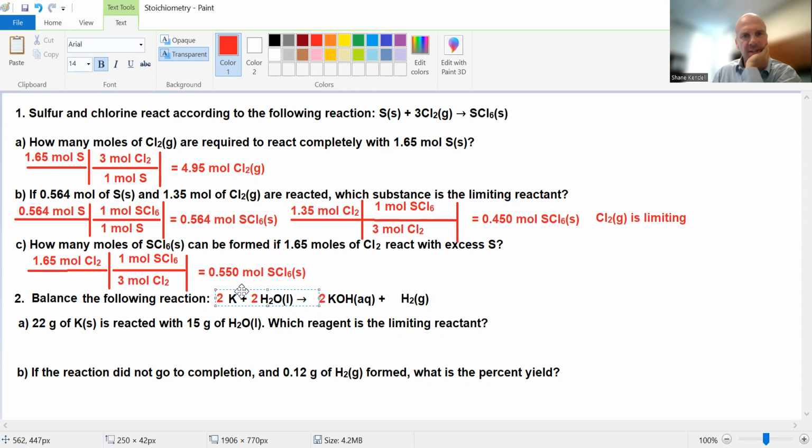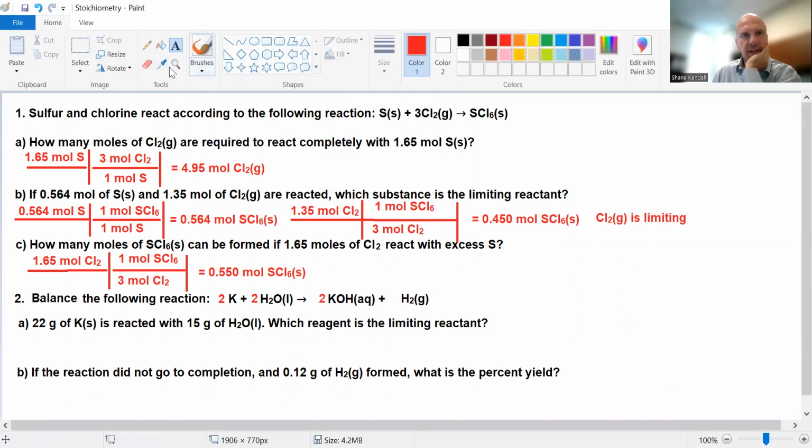Okay, so we had 2 potassium, and this really should have had an S for solid at the front there. So I might correct that. Well, it's not that important. But yeah, there should be an S there for solid. Okay.